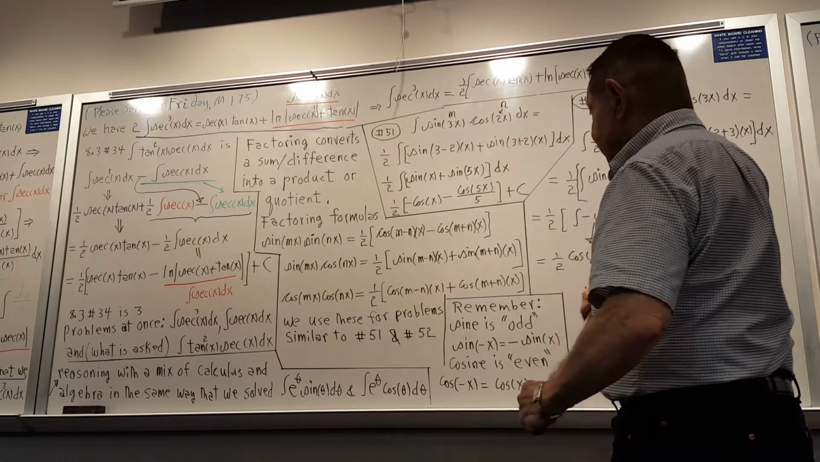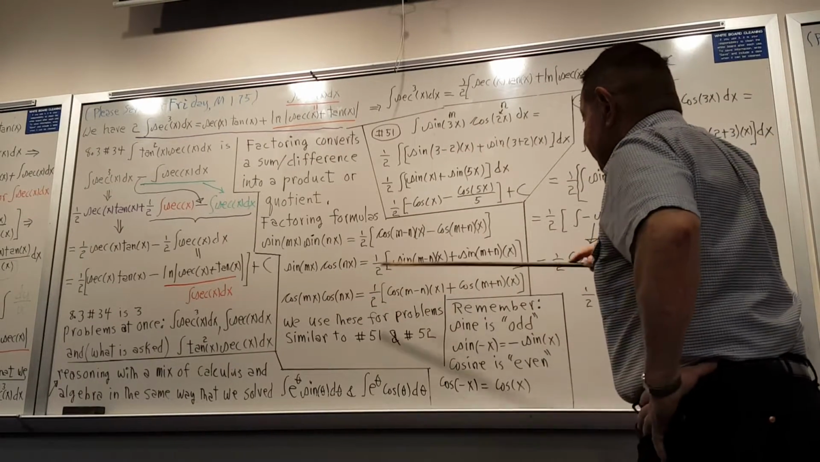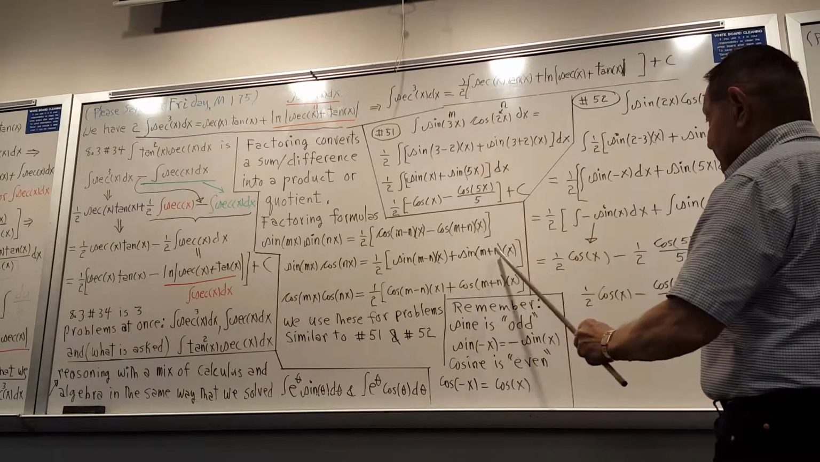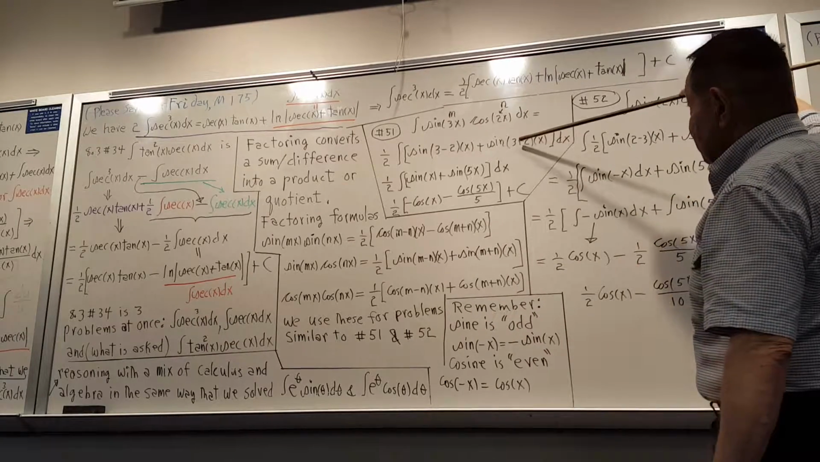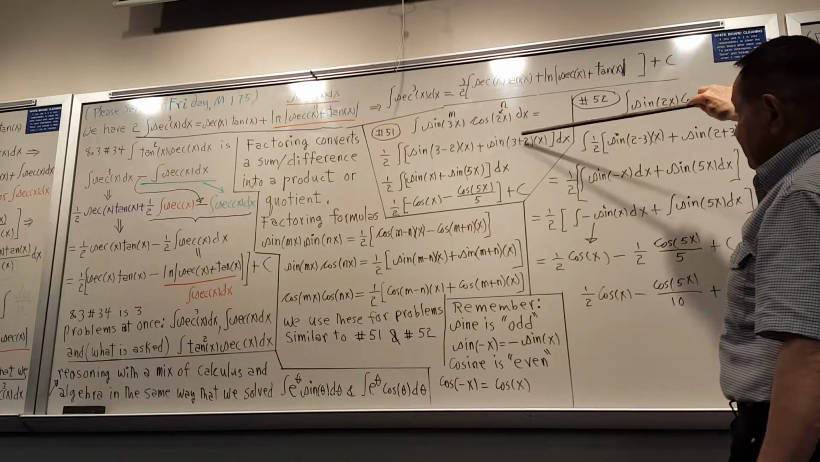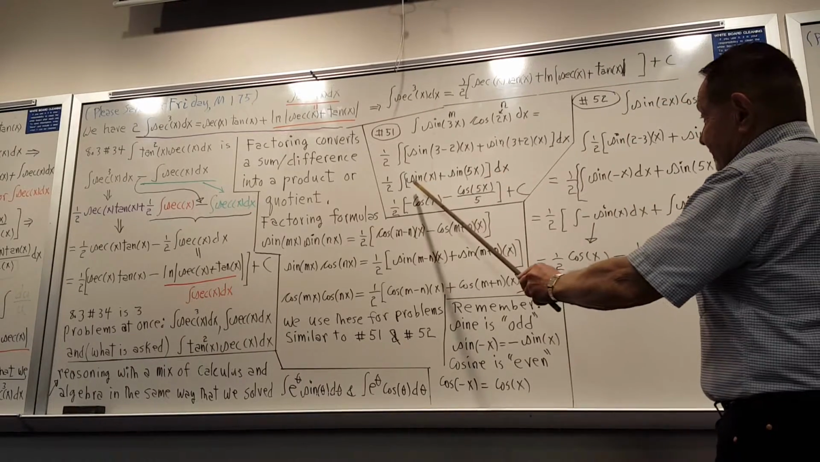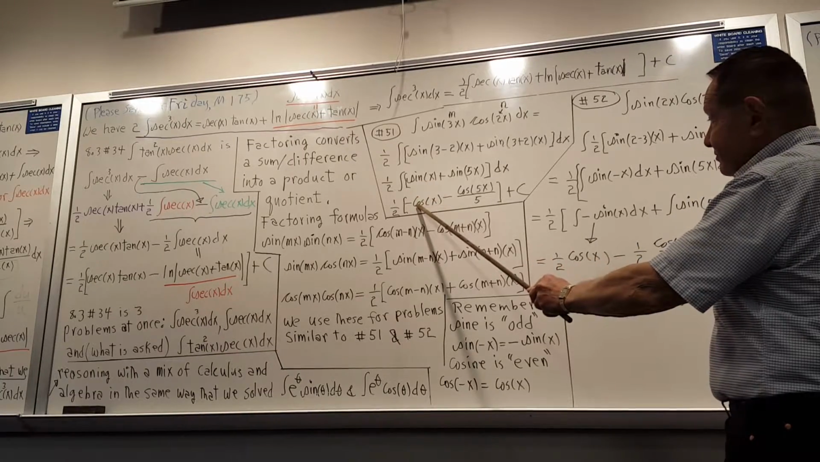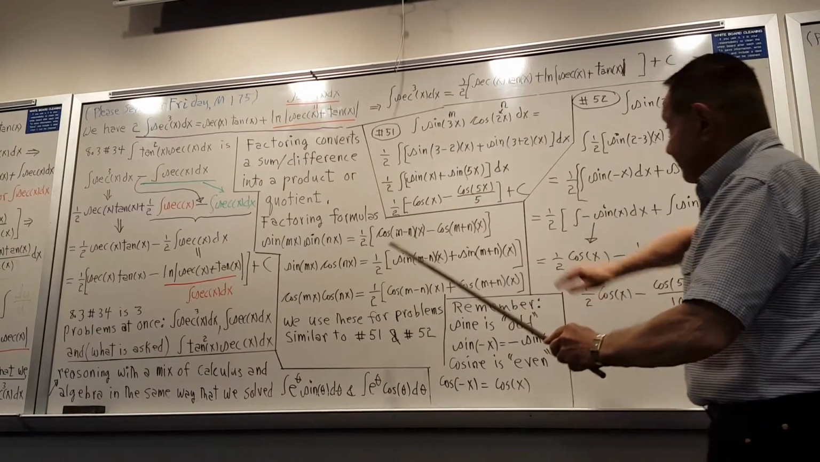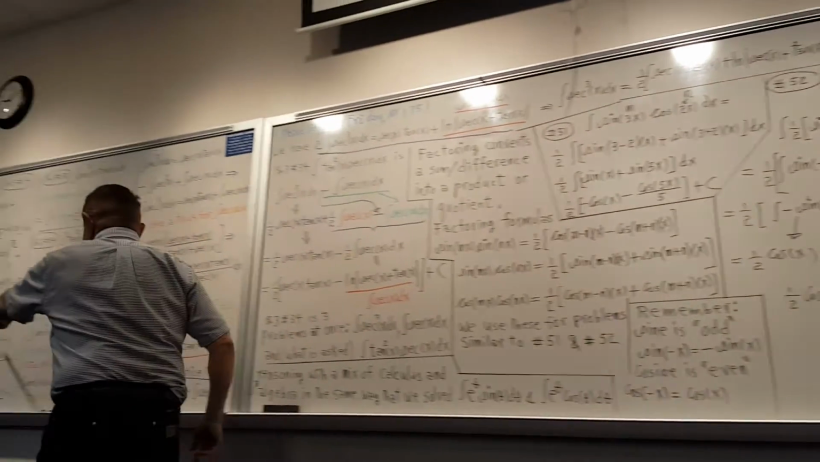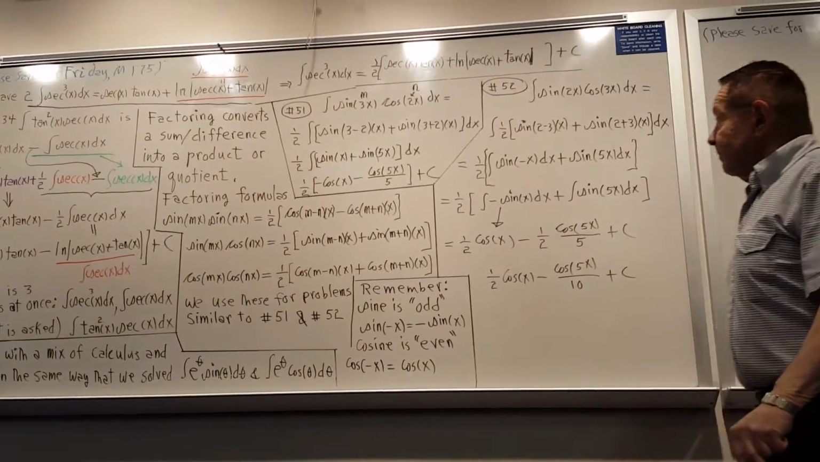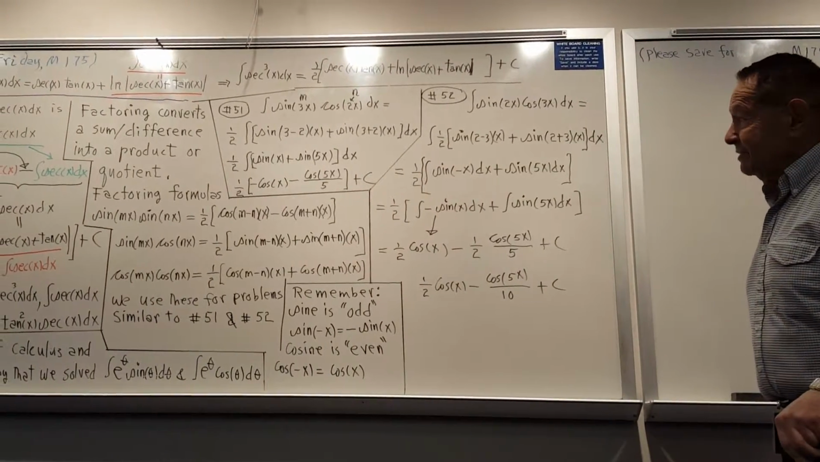And then you have the sine of m plus n, which is 3 plus 2. And so you have that in here. 3 minus 2 gives you x, and 3 plus 2 gives you 5x. And then your integral of sine is negative cosine. Your integral of sine 5x is negative cosine 5x over 5. See, I'm back to my recipe box here. And so then you leave your answer like that.